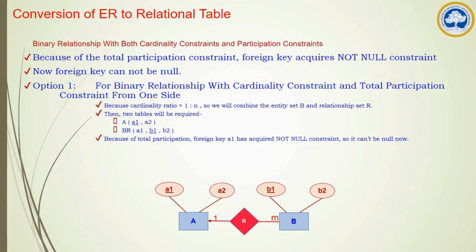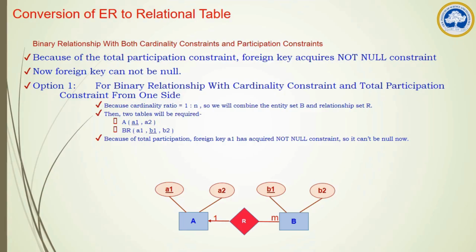The next topic we are going to see is the binary relationship with both cardinality constraints and participation constraints. In the example given below, we have two tables, table A and table B, which are connected with the relationship set R. As the cardinality ratio is 1 to n, the entity set B and the relationship set R may be merged.